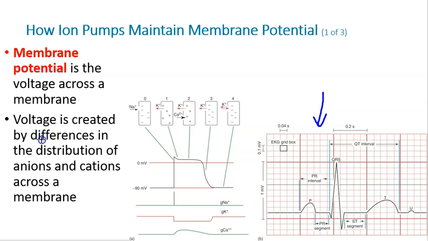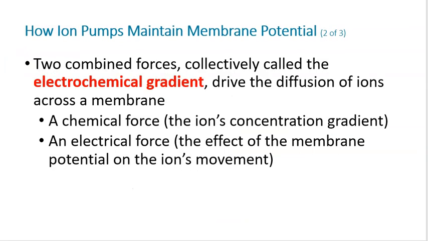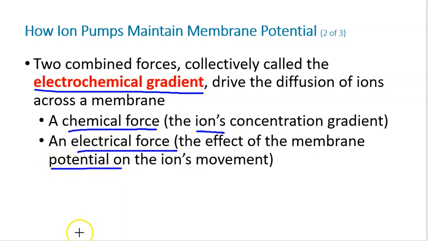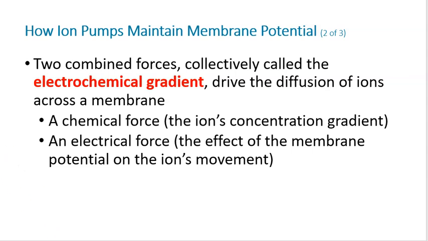Okay, so voltage is created by differences. And so what happens is a channel is open. All those sodium ions rush into the cell, and we have depolarization and repolarization, which you'll learn in anatomy class, and we allow the heart to beat and the body to respond. Okay, 2 combined forces collectively called the electrochemical gradient drive the diffusion across and allow us to respond to environmental stimuli and beats. Chemical, of course, is ions, and electrical is the effect of membrane potential because they're positively charged.